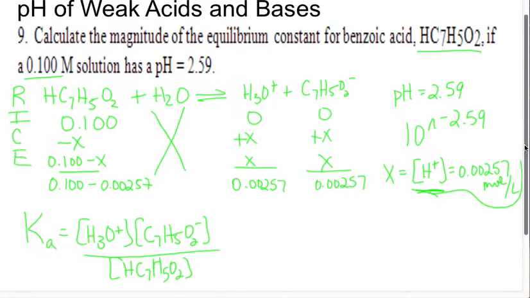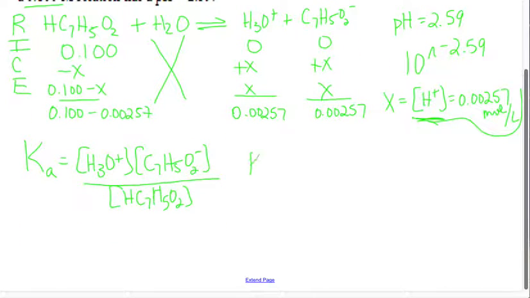What was our K? Oh, we're solving K, excuse me. So Ka equals 0.00257 squared, because it's 0.00257 times 0.00257, divided by 0.1 minus 0.00257.